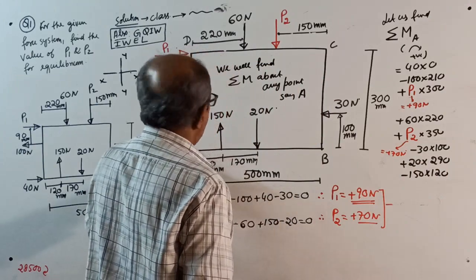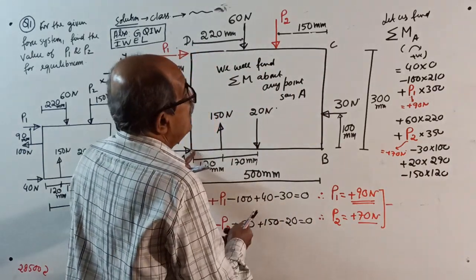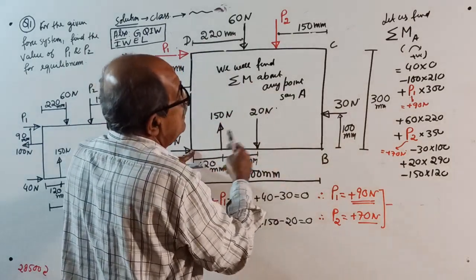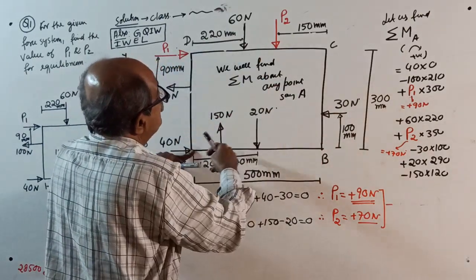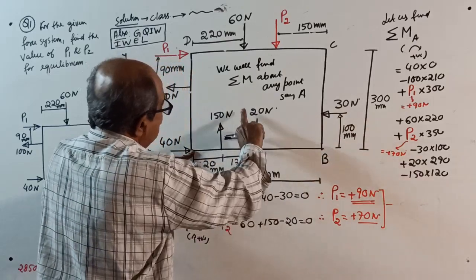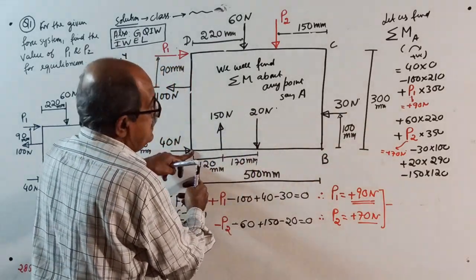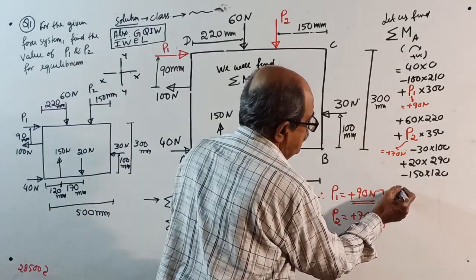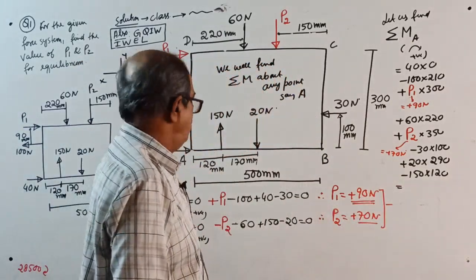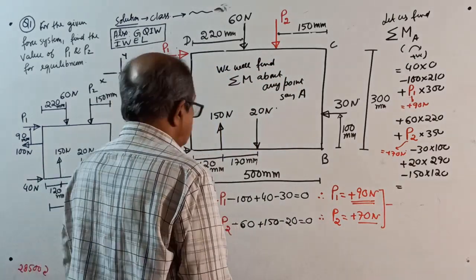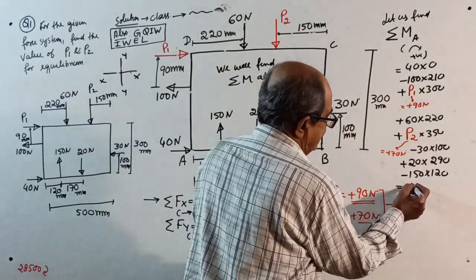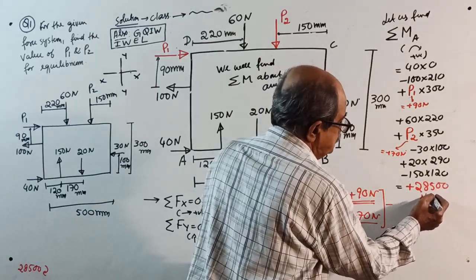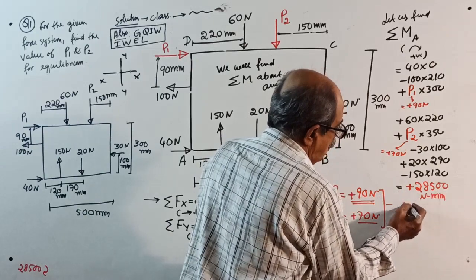Minus 100 into 210, minus whatever 0, plus P1 into 300, plus 60 into 220, up to where over? Okay. Plus P2 into 350, minus 30 into 100, plus 20 into 290, minus 150 into 120. If you calculate, I already calculated, it will come plus 28500 Newton millimeter.